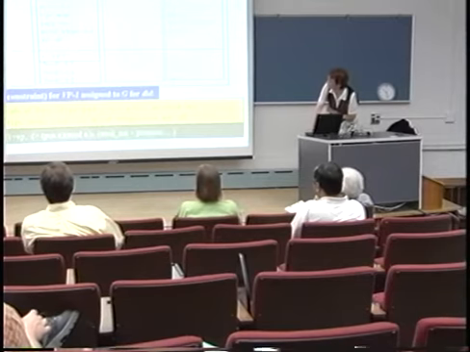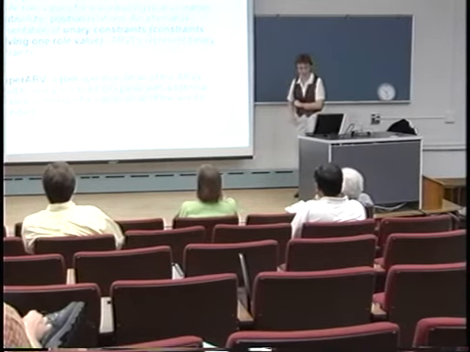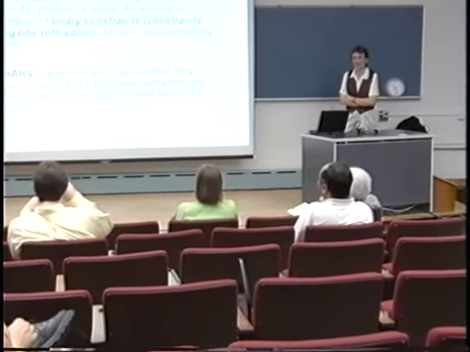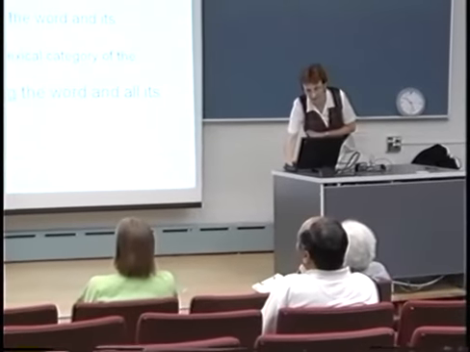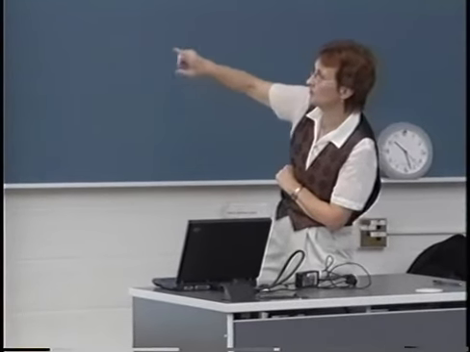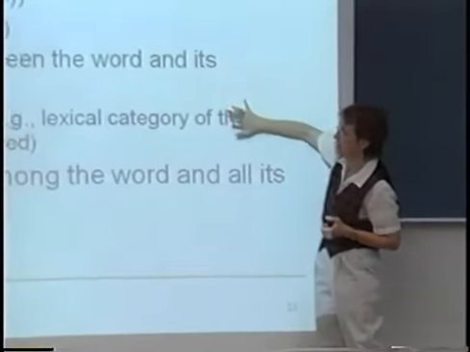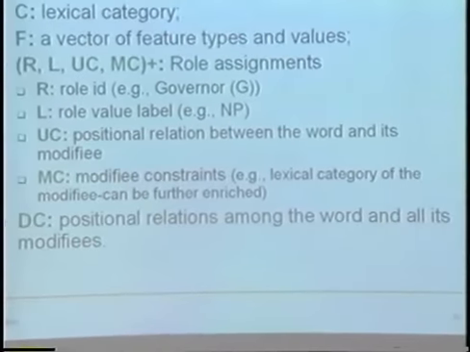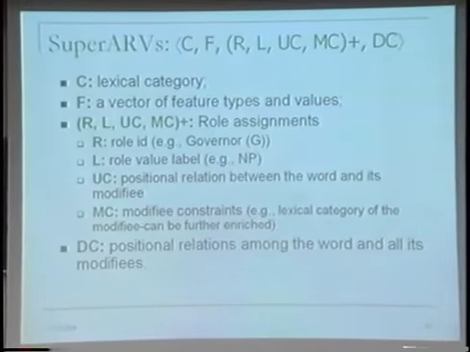Okay. So this is the ARV. Now the super ARV is kind of like a join on the ARVs that are associated with a particular word. And again, it's going to have a lot of information associated with it. You'll have a lexical category, you'll have the features, you have the role assignments, you'll have the role ID, the label, you'll have the unary position, the positional constraint between the word and its modifiee. And you'll also have these modifiee constraints where it gives you information about the modifiee. So that's like the lexical category of my modifiee is a noun, and I have determiner pointing at the noun. And then there's also these positional relations among all of the modifiees, and this is actually very powerful.